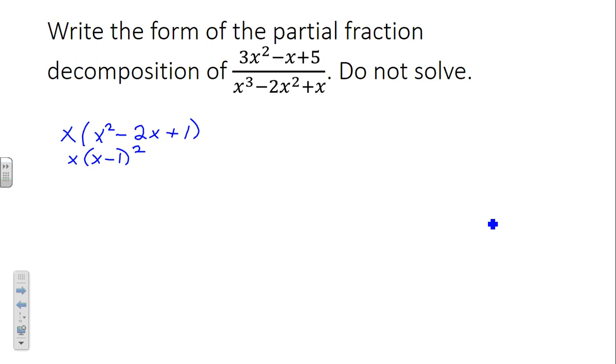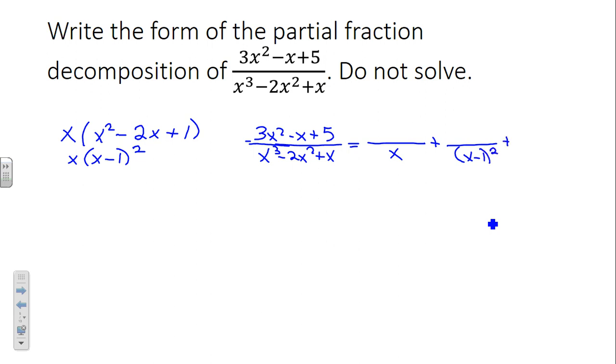So our rules say that if I want to make this happen, my 3x squared minus x plus 5 over this x cubed minus 2x squared plus x is going to have to be something over x and something over x minus 1 squared and something else over x minus 1. In order to make that completely work, we have to have one of everything. And if we have a binomial squared, we also include just the binomial. Okay?